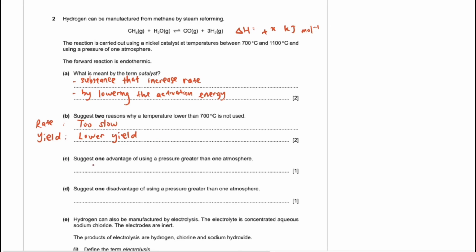C, suggest one advantage of using a pressure greater than 1 atmosphere. So you see here they say 1 atmosphere. Now if you use greater than one, reaction occurs faster. But that is one advantage of using greater than one.